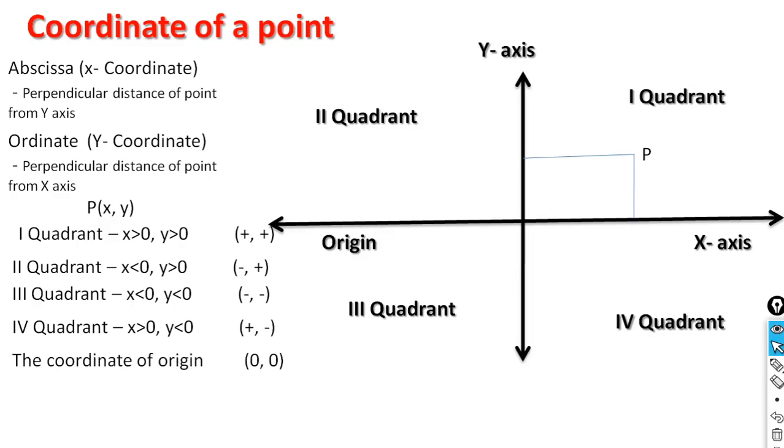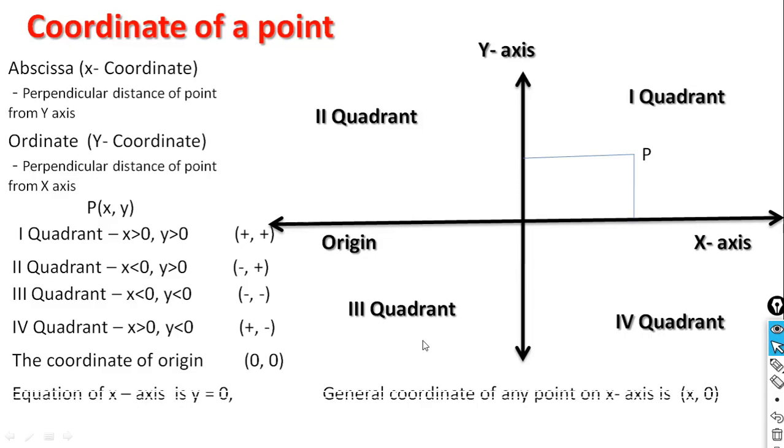There are a few more important points to understand. The coordinate of origin is always (0, 0), because we are not moving right, we are not moving left, neither up nor down. So the coordinate of origin is (0, 0). We always start from 0, that is a reference point. And the equation of x-axis is y = 0.